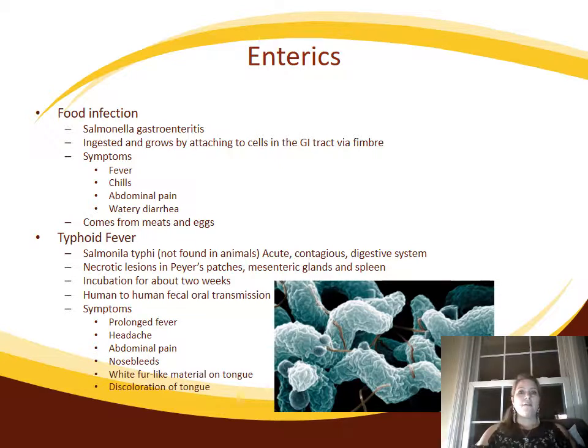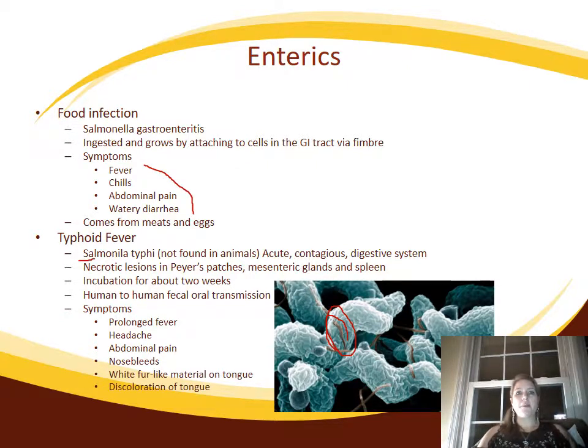Okay. Food infection, you've got Salmonella gastroenteritis. And what happens is that it's going to be ingested and it'll grow by attaching to the cells in the GI tract via these little fimbriae. I don't know, I just think they're really cute. And you end up with the symptoms of fevers, chills, abdominal pain, watery diarrhea. Salmonella will generally come from contaminated meats and eggs. Poultry is famous for the spread of salmonella.